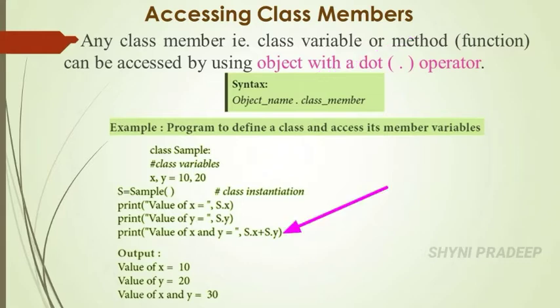And next statement is print value of x and y is equal to s dot x plus s dot y. So you have to add these two values. Okay. So you will get the output. Value of x is equal to, what is the value of x? 10. Value of y is equal to, what is the value of y? 20. And value of x and y means x plus y. Okay. S dot x plus s dot y, which means x plus y. So 10 plus 20 is what? 30. So this is the output.